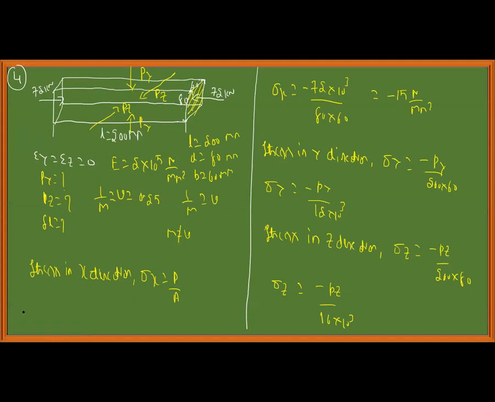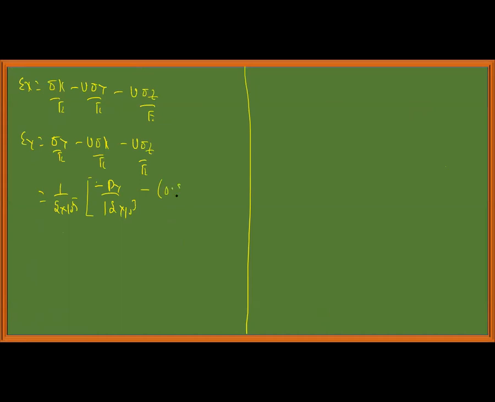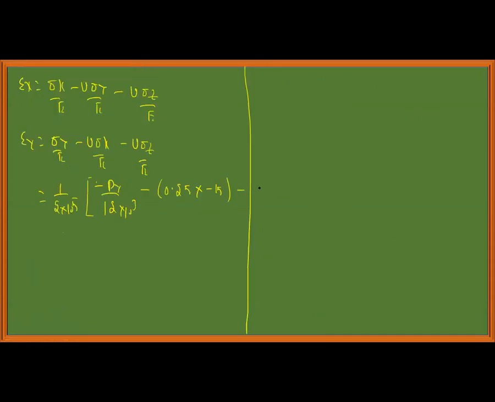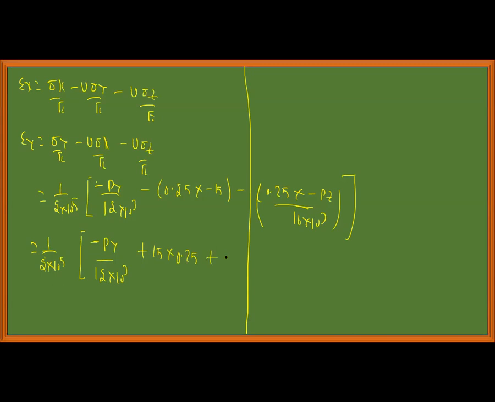Poisson's ratio is 0.25 into sigma x, it's minus 15, minus 0.25 into minus 15, right? Sigma z is minus pz by 16 into 10 power 3, minus of 0.25 into minus pz by 16 into 10 power 3. Or I can write it as 1/2 × 10 power 5 into minus py by 12 × 10 power 3 plus 15 × 0.25 plus 0.25 pz by 16 × 10 power 3.